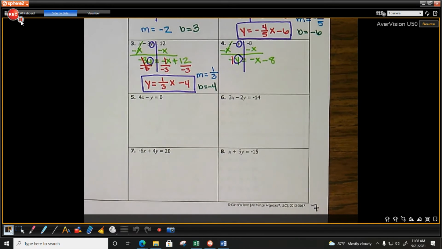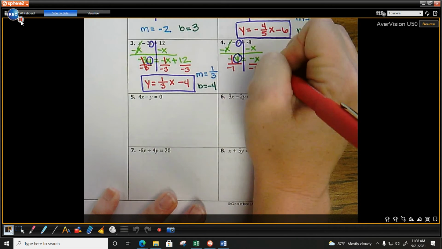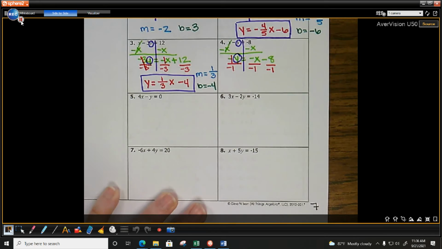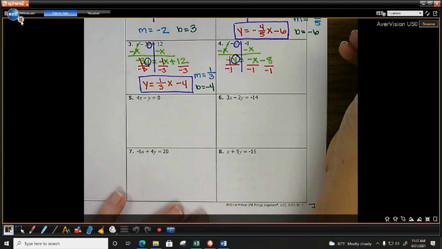So when a number and a variable are glued together, it's multiplication, right? What's the opposite of multiplication? So I'm going to divide by negative 1. Very good. Divide everything by negative 1. What's negative 1 divided by negative 1? They cancel each other out, and I get y equals.